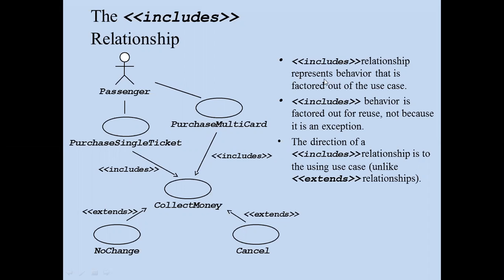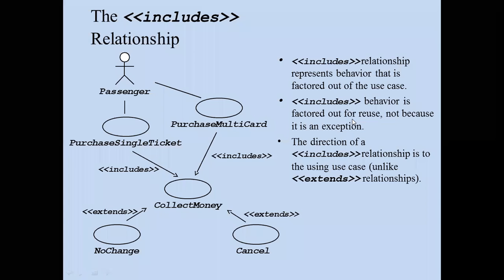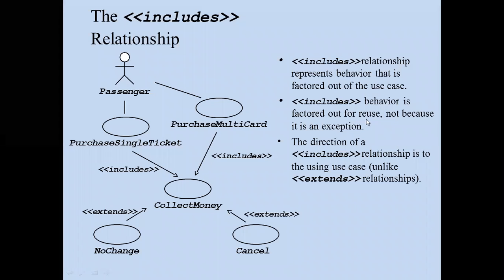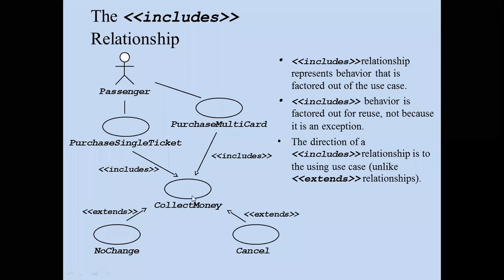Include relationship represents behavior that is factored out of the use cases. Behavior is factored out for reuse, not because it is an exception. You can reuse the use cases here. Collect money, this is the extend relationship. For collect money, there is no change or cancel amount.